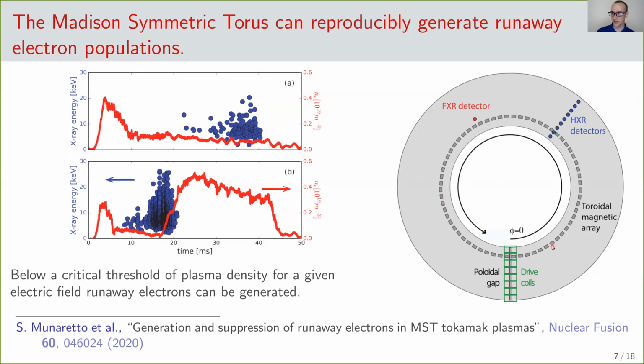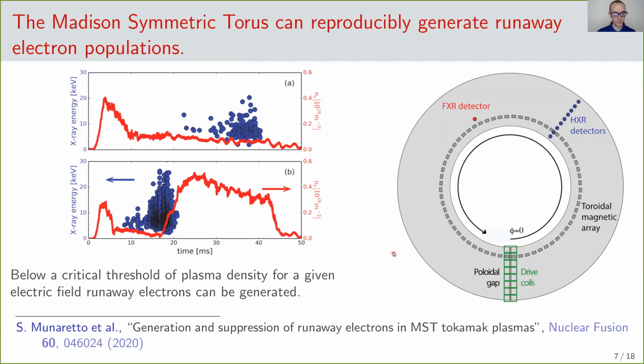So the Madison Symmetric Torus has this characteristic donut shape. Some terminology that I'll use, toroidal is referring to the direction the long way around the device, and poloidal is referring to the direction the short way around the device. You can see here that the device has several X-ray detectors for detecting runaway electrons through Bremsstrahlung radiation, and then it also has a set of magnetic coils here for adding perturbations on top of the usual magnetic field structure.